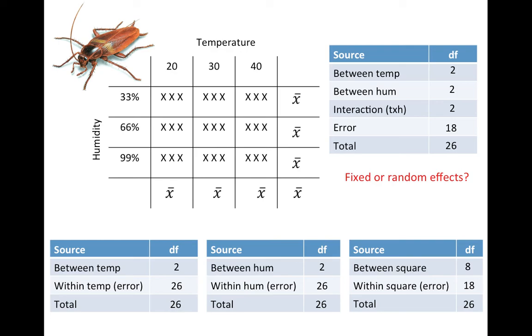If we had a Model 2 ANOVA, random effects, that is, if we view our temperatures and humidities as random samples, we're just interested in if temperature in general has an effect on growth. We would compare the interaction with the error, but we would compare the temperature with the interaction. And this gives, of course, different F values and different degrees of freedom for the F test. This becomes even more complicated if we have so-called mixed models. That is, if we view one variable as fixed and the other one as random.